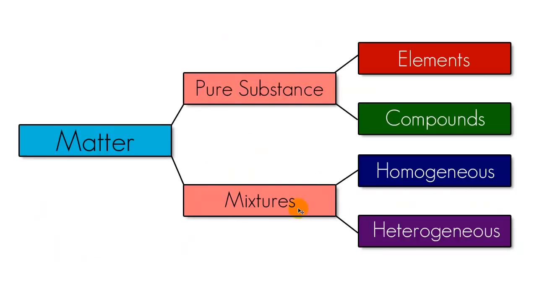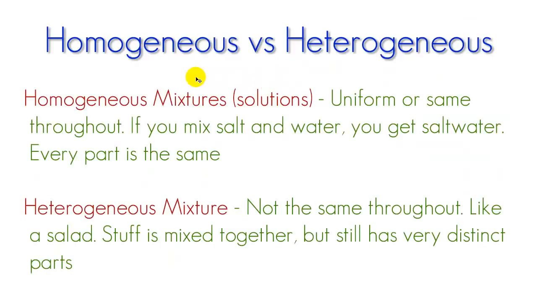So whenever we look at our graph, we can say, okay, so how can you jumble things together differently and get these two different types of mixtures, homogeneous and heterogeneous? Well, let's go ahead and take a look at that.